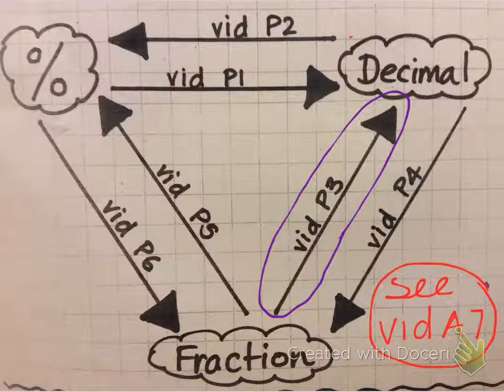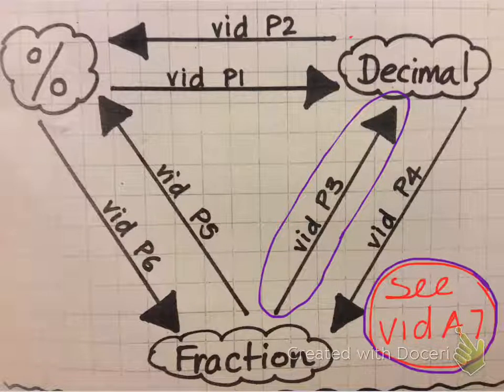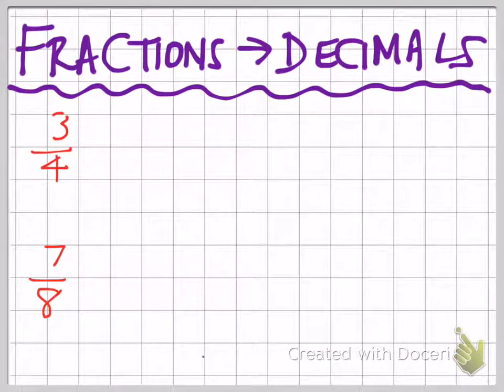It will be very useful if you also have a little look at video A7 because this requires division where you give your answer as a decimal. So if you can't remember how to do that, check out video A7. Okay, let's move on to the first example.